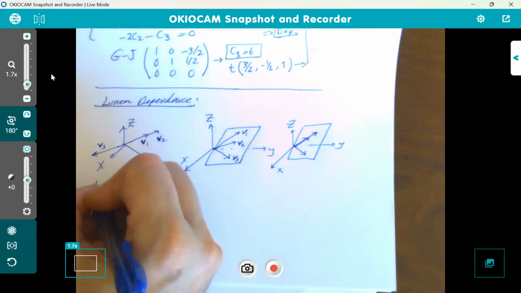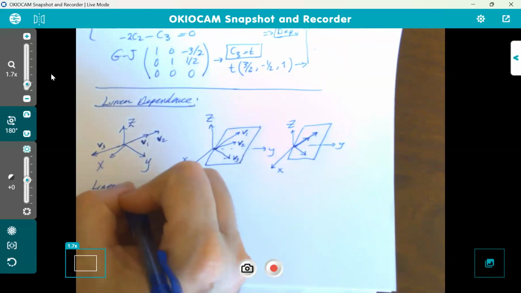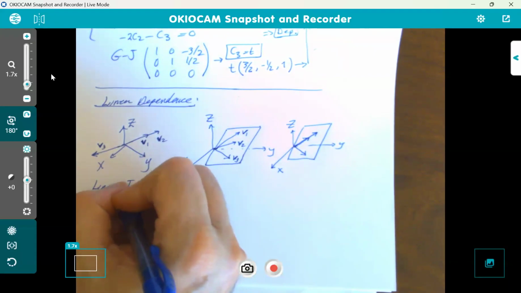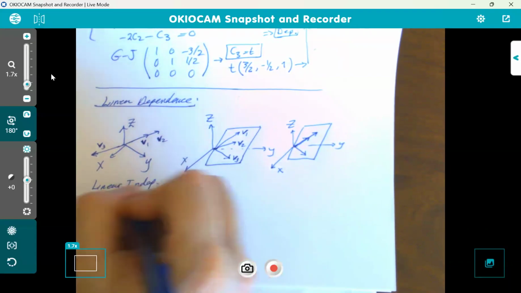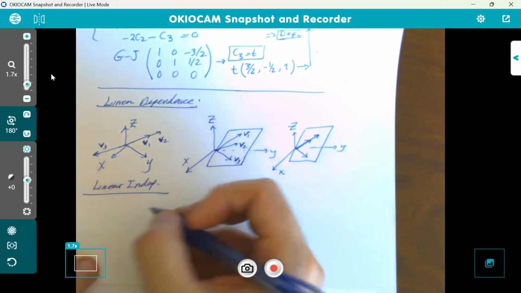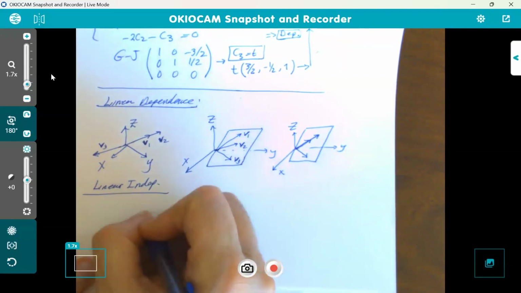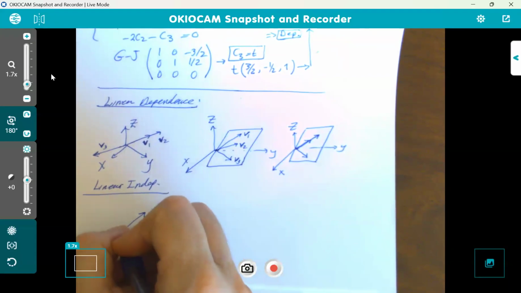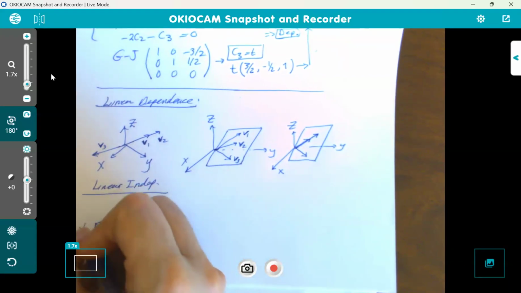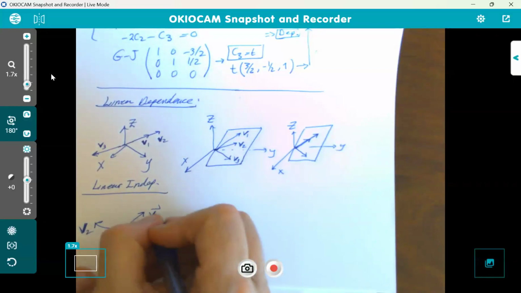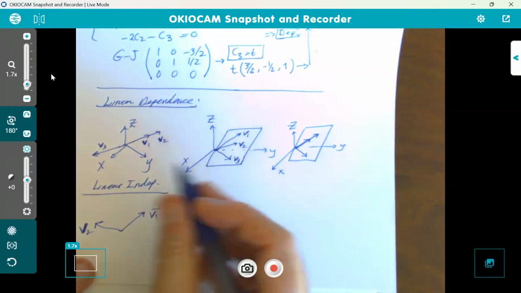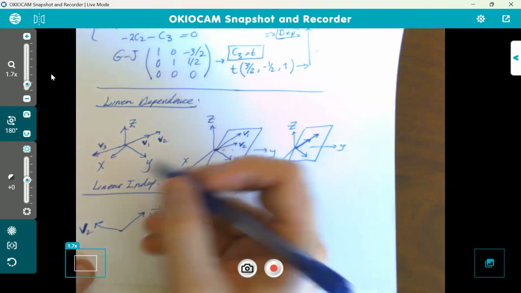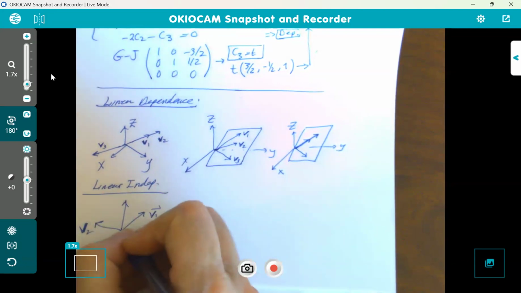Now, what does linear independence look like geometrically? Let's say I have one vector, V1, going here, and a second vector, V2. I did put an arrow on it just to have it in mind. So I have two vectors here, right? And there you go.